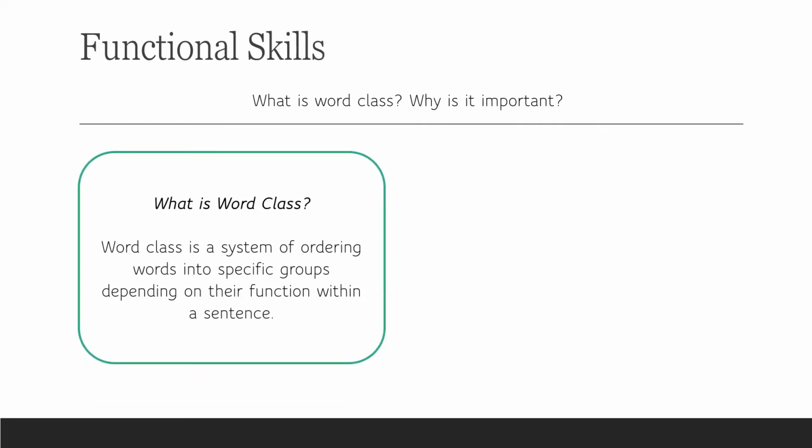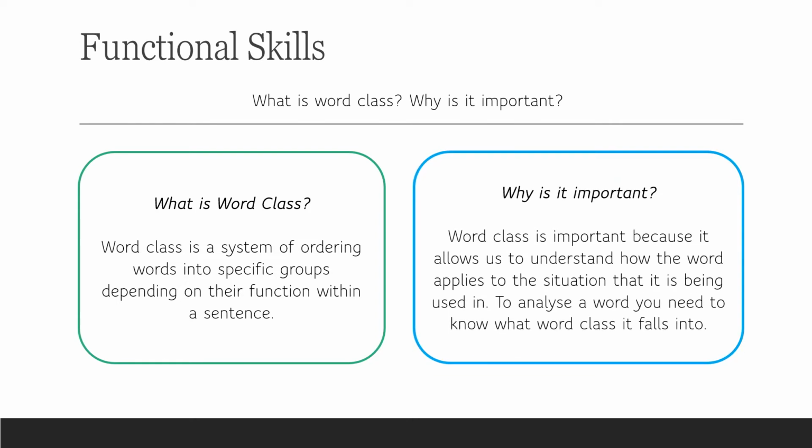So the first thing then, word class is a system of ordering words into specific groups depending on their function within a sentence. Word class is important because it allows us to understand how the word applies to the situation that it is being used in. To analyze a word, you need to know what word class it falls into.